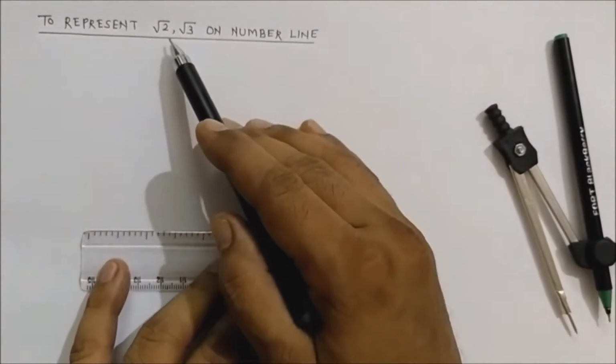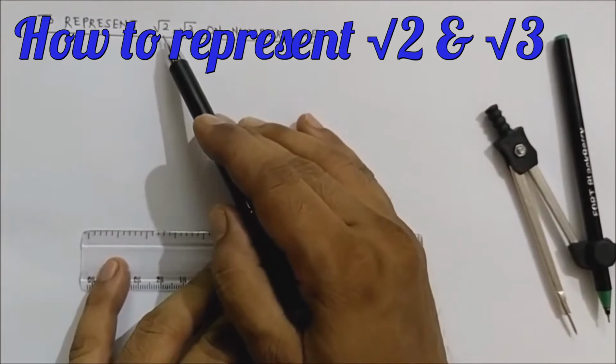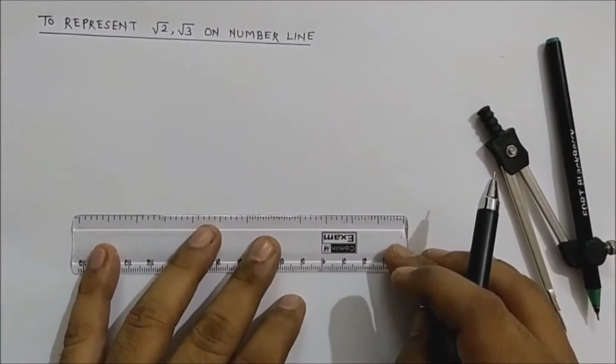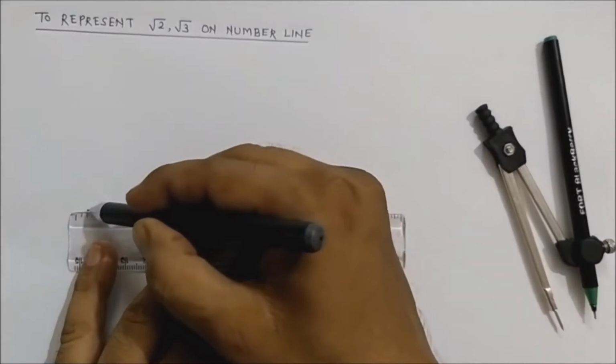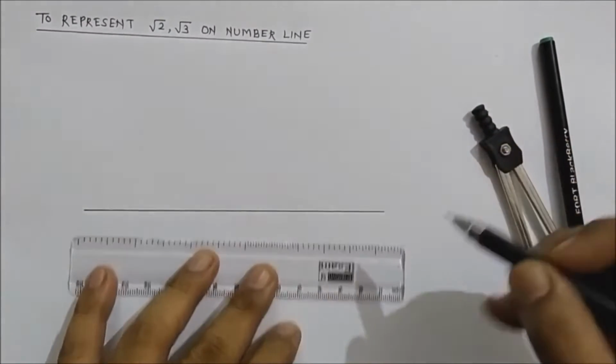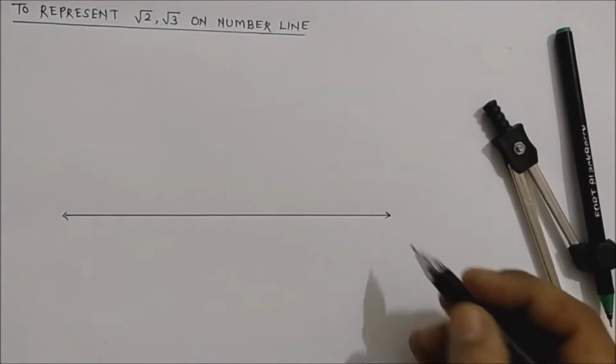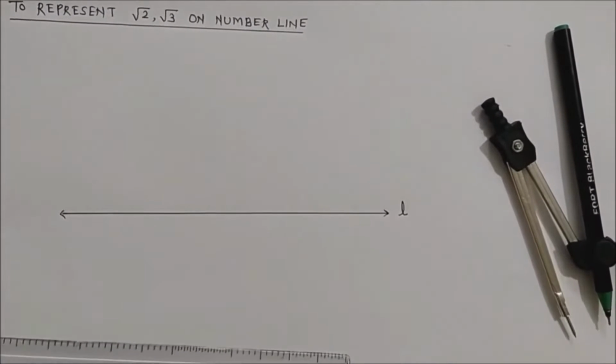Today let us see how to represent irrational numbers root 2 and root 3 on the number line. So let's start with that. First step, we draw a line. So this is line L.